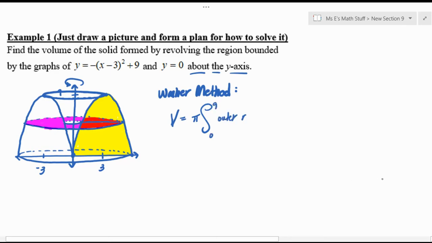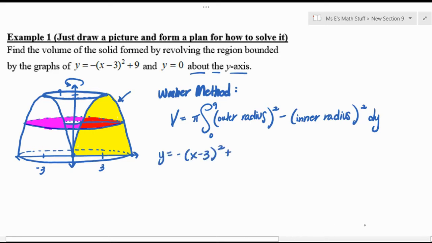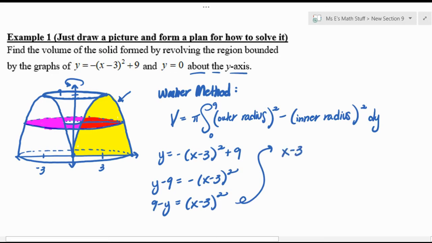We'd have to figure out what the outer radius is, and we have to figure out what the inner radius is, with respect to y, okay? Now, in order to figure out the inner and outer radii, we would need to solve for x for the parabola there. So to do that, we'd take y equals the opposite of (x minus 3) squared plus 9, and we'd start solving for x. So subtract 9, divide by -1, square root, don't forget plus or minus, add 3.